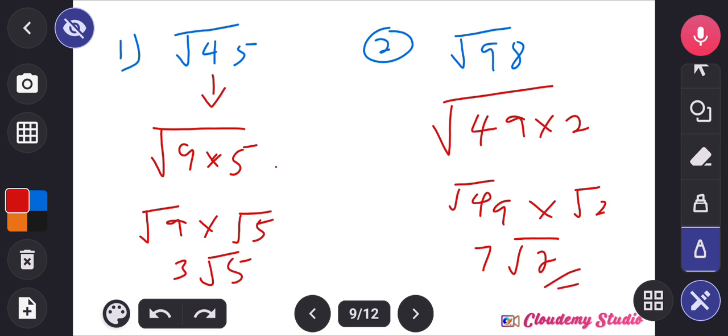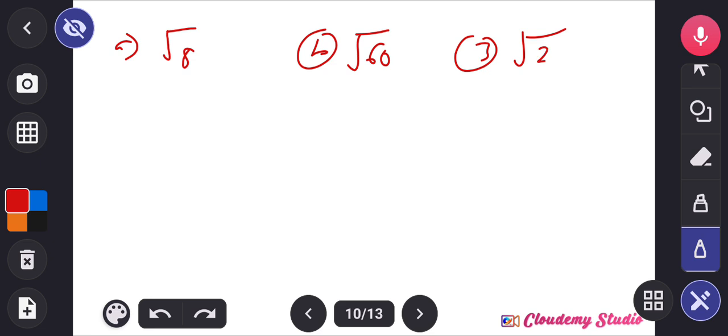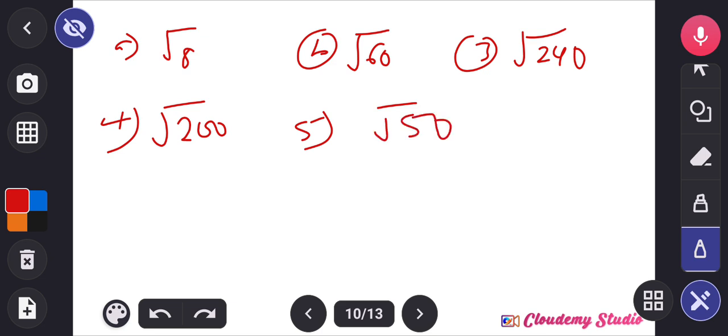So I'm going to give you an assignment now for you to work on. The first one is root 8. The second one is root 60. The third one is root 240. The fourth one is root 200. And the fifth one is root 50. So try to work on these ones, and we'll proceed after then.